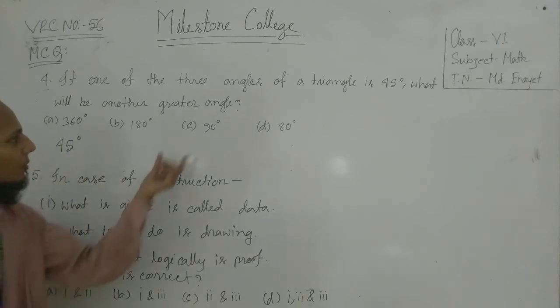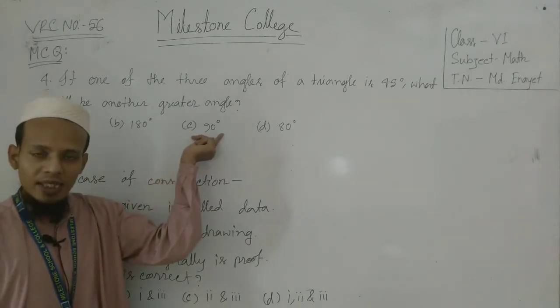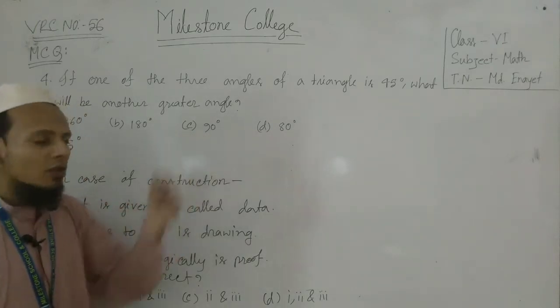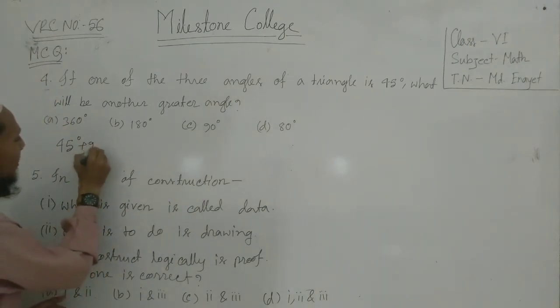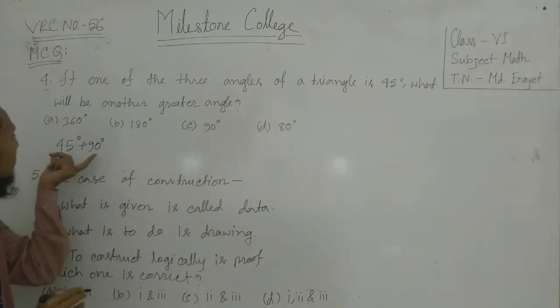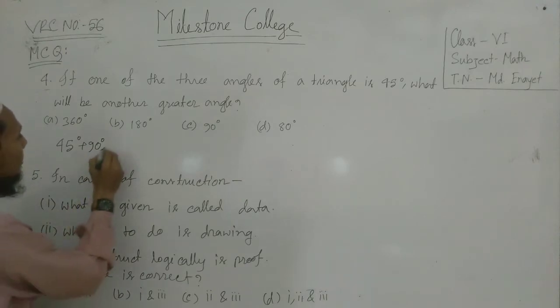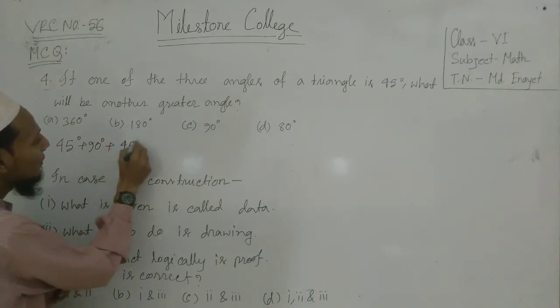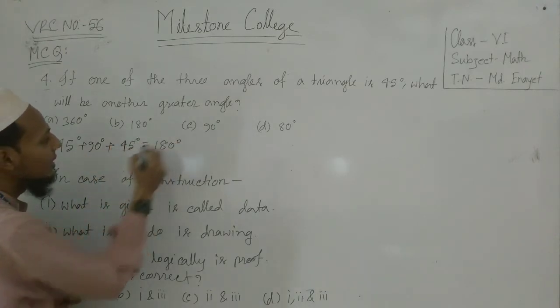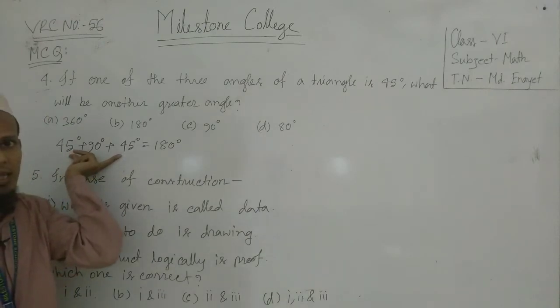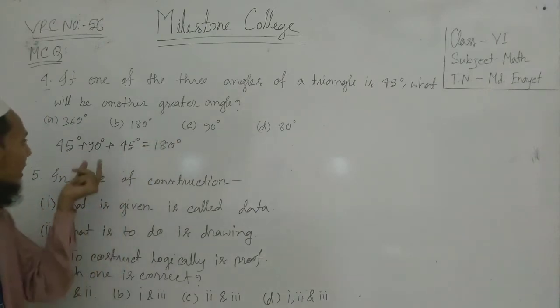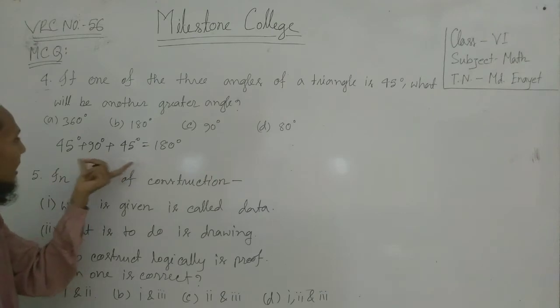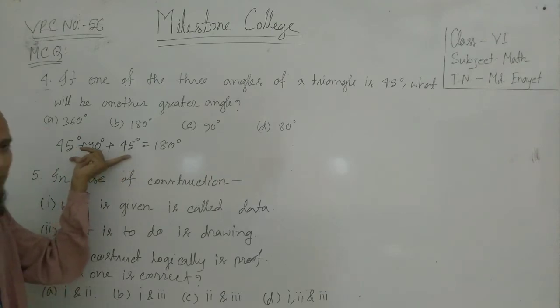So, if we take 90 degree as the correct option, so 45 degree plus 90 degree. So, to make it 180 degree, we need to add 45 degree, then it is 180 degree. So, for this case correct answer will be 90, and here 90 is the greater angle among all of them.